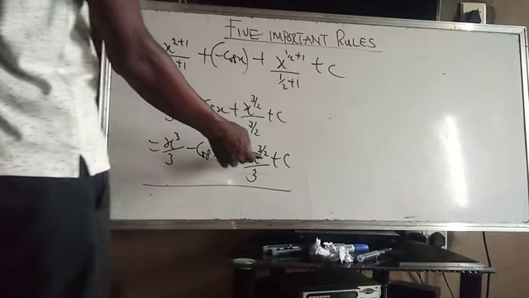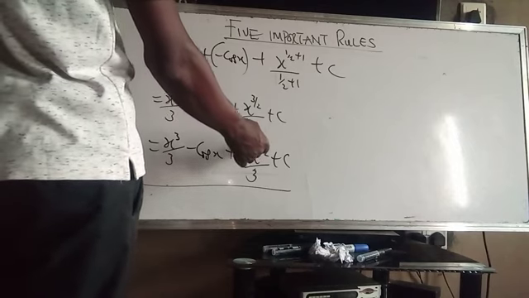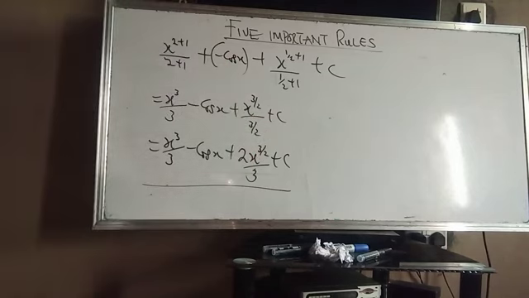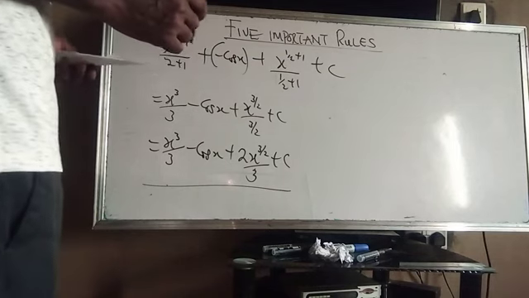If you still want to simplify further, then this will be square root of x raised to the power 3. But I can leave it like this, so it's alright. So let's look at another example. The other one is, look at this: the integral of exponential x minus cos x dx.